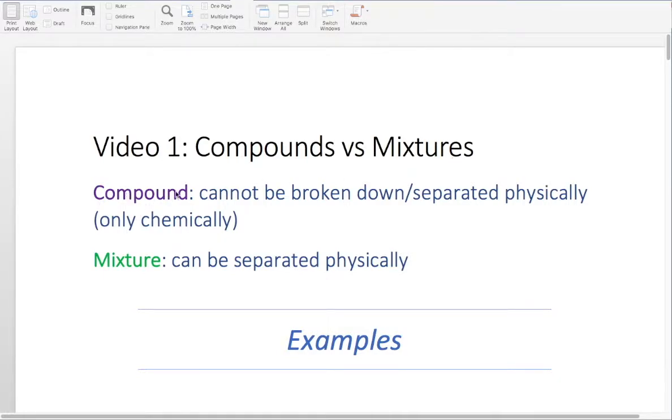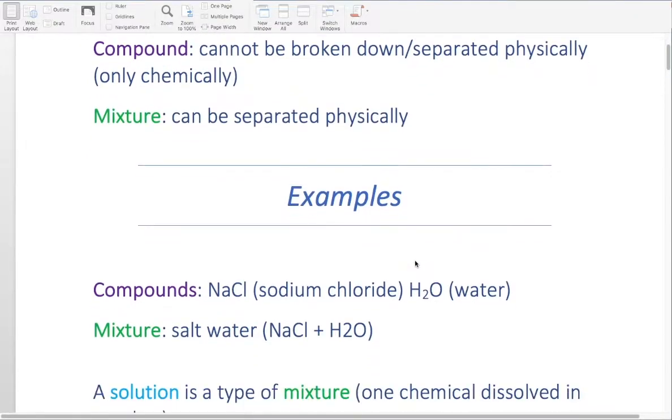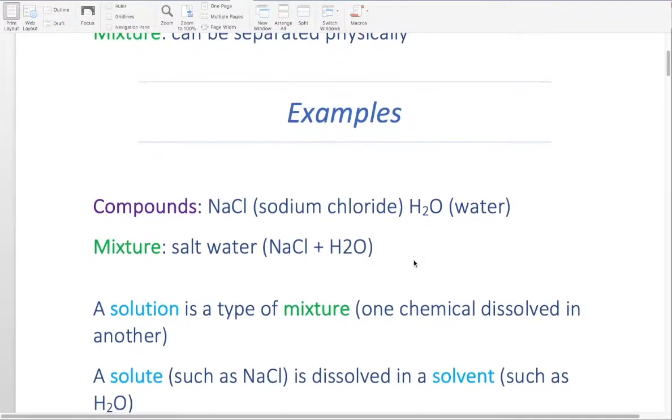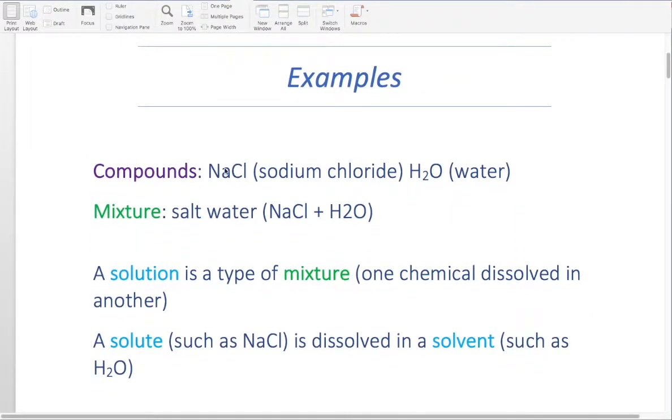You need to know that a compound cannot be broken down or separated physically, but only chemically changed. And a mixture, on the other hand, can be separated physically. So examples of that, compounds are things that have a chemical formula, such as NaCl or H2O, and a mixture has 2 or more chemical formulas together, such as sodium chloride and water mixed together to form salt water.